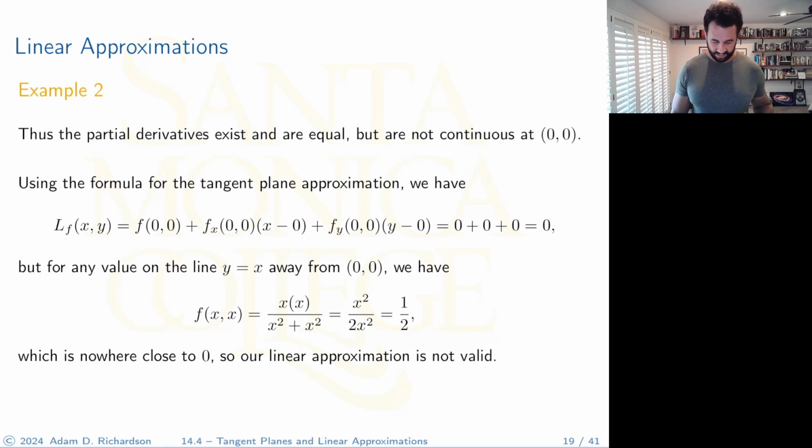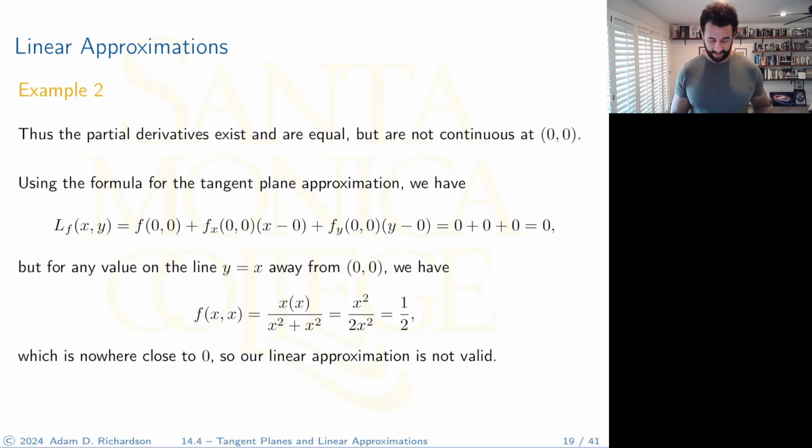That's the main idea. So using the formula for the tangent plane approximation, we should have this. If the tangent plane actually was a good approximation, check out what we get. f(0, 0) is the function evaluated at 0, partial evaluated at 0 times x minus 0, partial evaluated at (0, 0) times y minus 0. Everything is zeros all the way down. So this is telling us that the linearization is just 0. The tangent plane approximation has the formula 0.